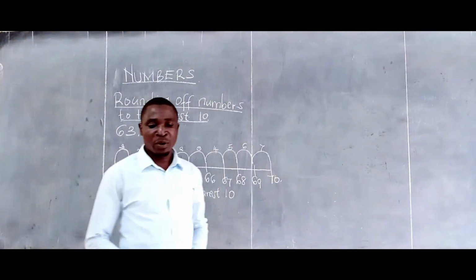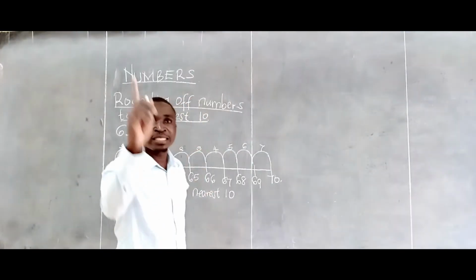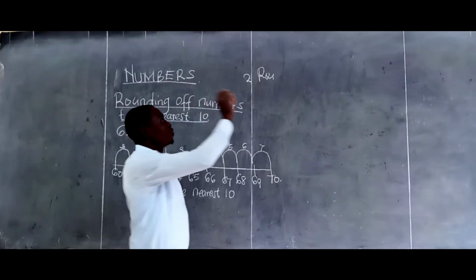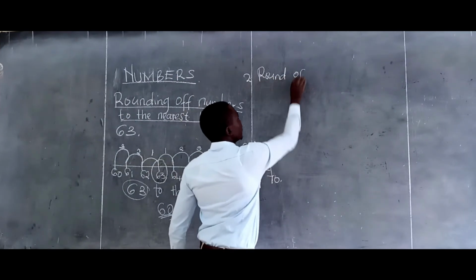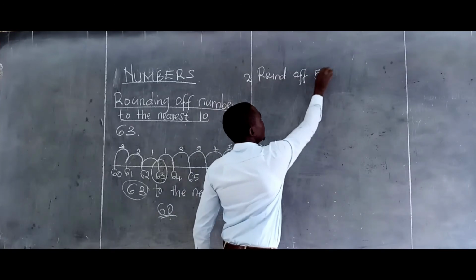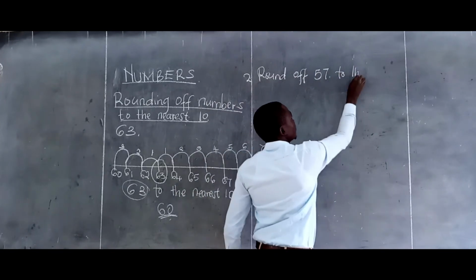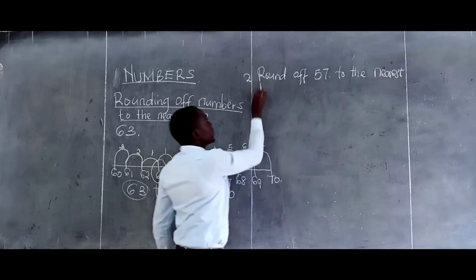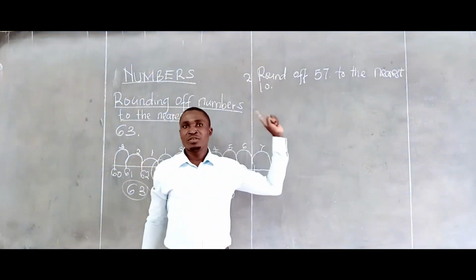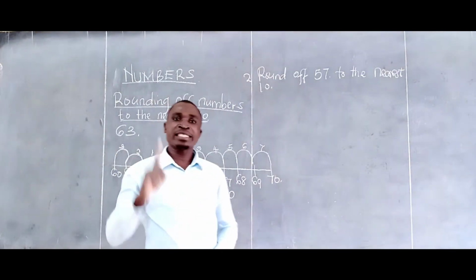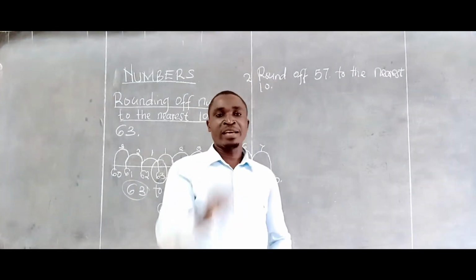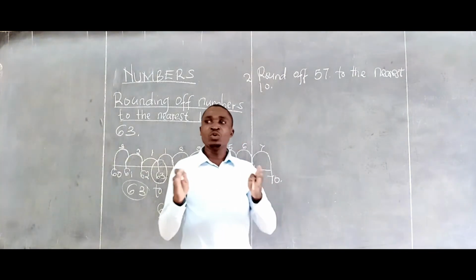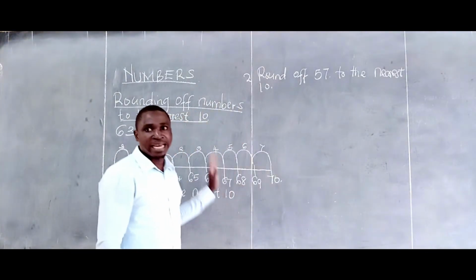Just to do a different example that I'm going to give you. Consider this. This is our example number 2. Round off 57 to the nearest tens. 57 to the nearest tens. Again, we are going to do this activity that we have just done here.